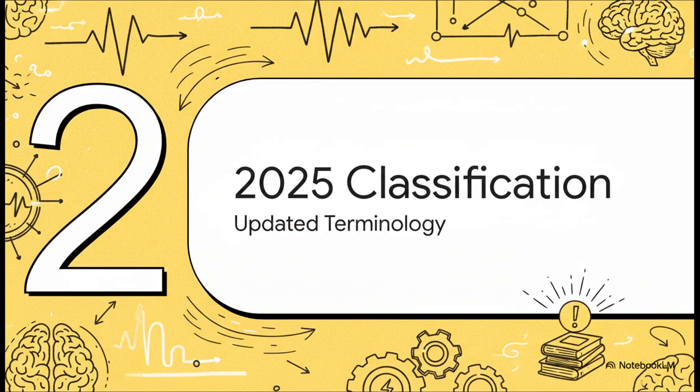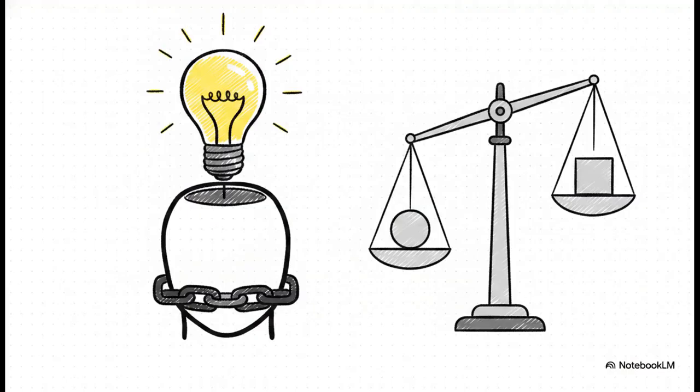Moving right along to Section 2, the 2025 classification and its updated terminology. We actually need to update our vocabulary here because the International League Against Epilepsy just revised their standards for 2025, and this shift dramatically improves our clinical precision. We are officially moving away from the old 2017 framework. For starters, the word onset has been dropped. We just say focal now instead of focal onset, which honestly just cleans things up.